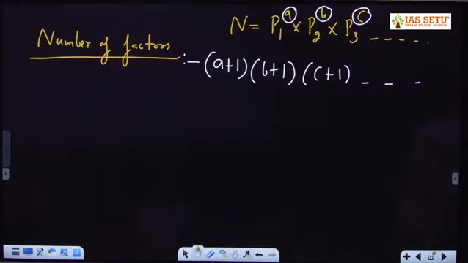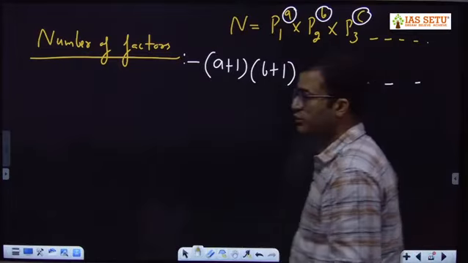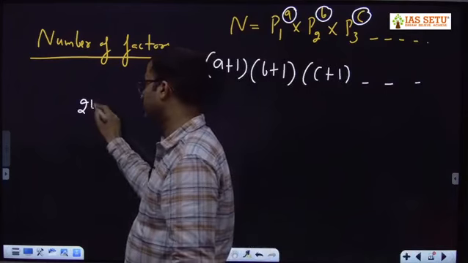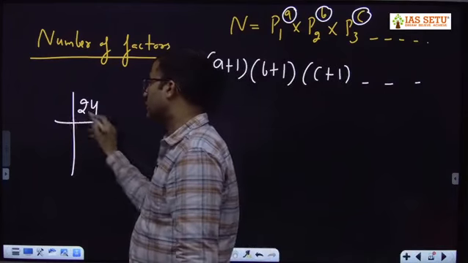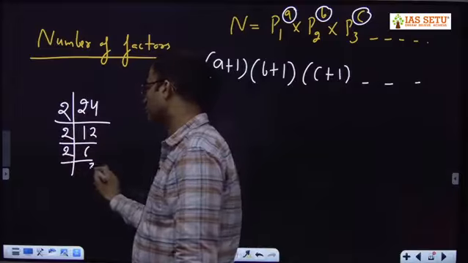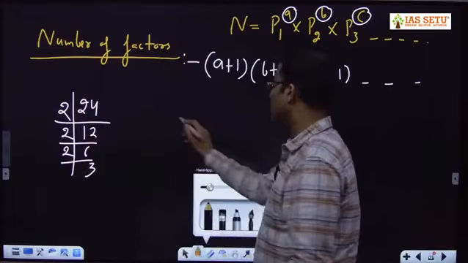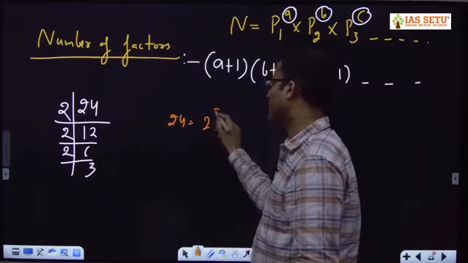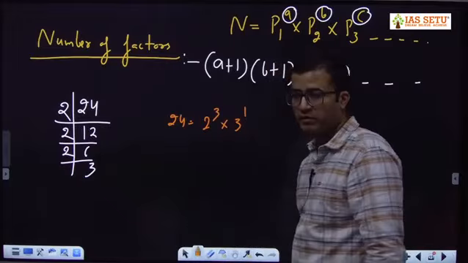I will solve 3 examples for you. Then I will ask you 2, 3 examples. How can we find the number of factors by using this short trick, like 24? First we convert this into prime form. 2 common 12, 2 common 6, 2 common 3. So step number 1, 24 is 2 to the power 3 into 3 to the power 1.